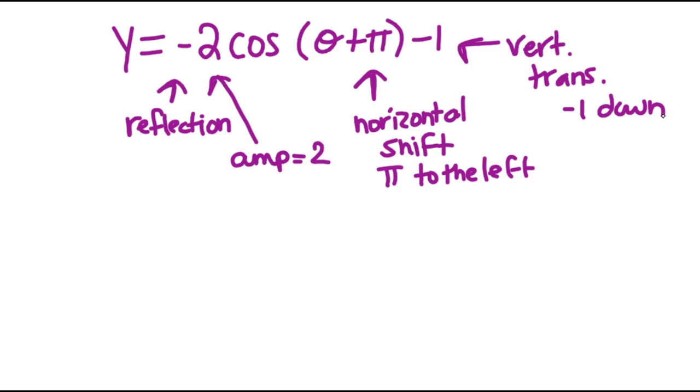And let's just keep in mind, remember this is a 1 in front of here, so our period length is still going to be 2 pi over b. B is 1, so it's going to be 2 pi.